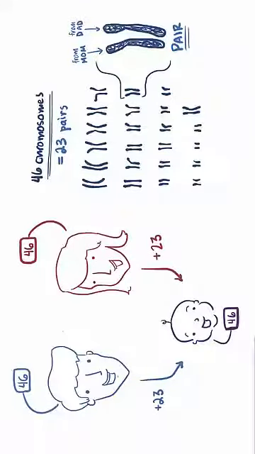Now, what if someone contributes one too many? Say dad contributes 23 and mom contributes 24. Is that possible? Yes, and it's the basis of one of the most common chromosomal disorders, Down syndrome.